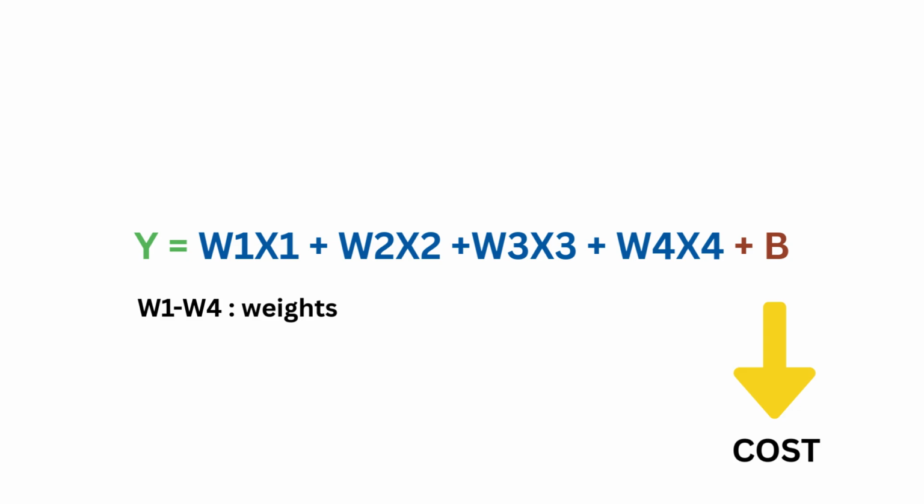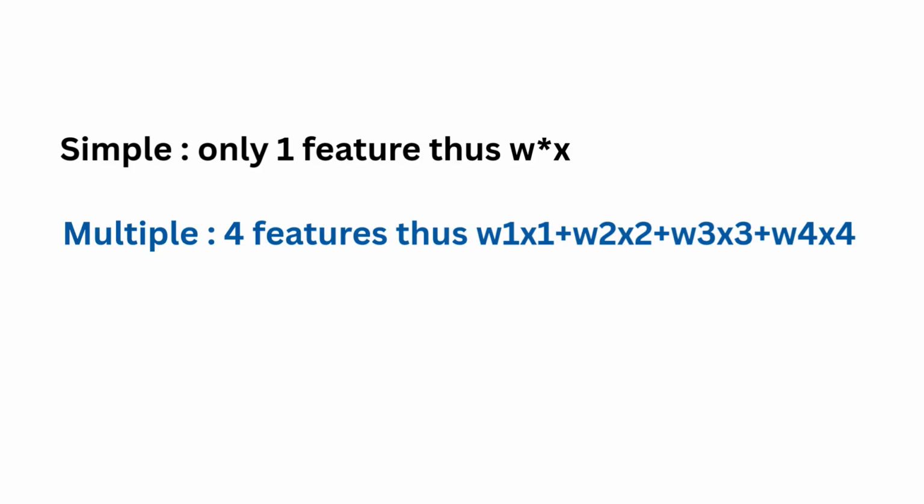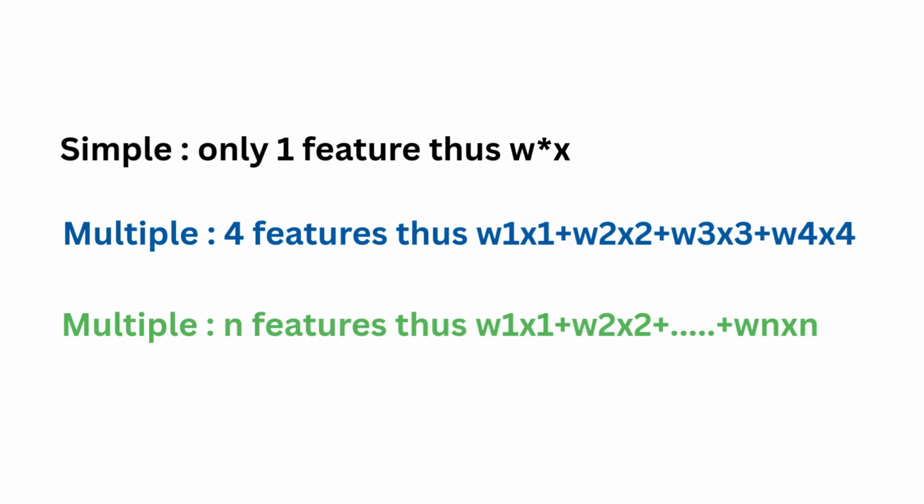We will get into the gradient descent in a moment, but I hope you are following where this equation comes from. In simple linear regression, the price depended only on one feature. Now it depends on 4. And if we have even more features, say n features, the equation looks like this, where n is the total number of features.